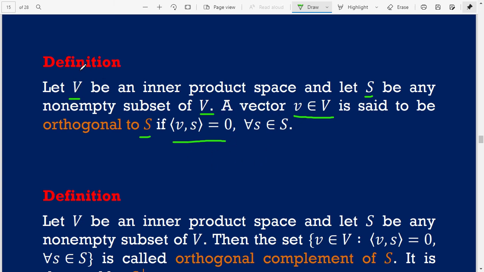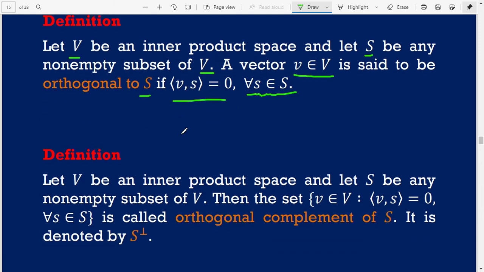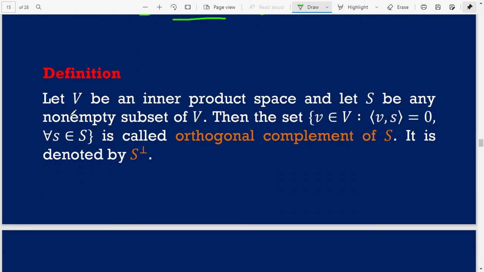Let V be an inner product space and let S be any non-empty subset of V. A vector V belongs to V is said to be orthogonal to S if inner product V with S is equal to 0 for every S belongs to S.